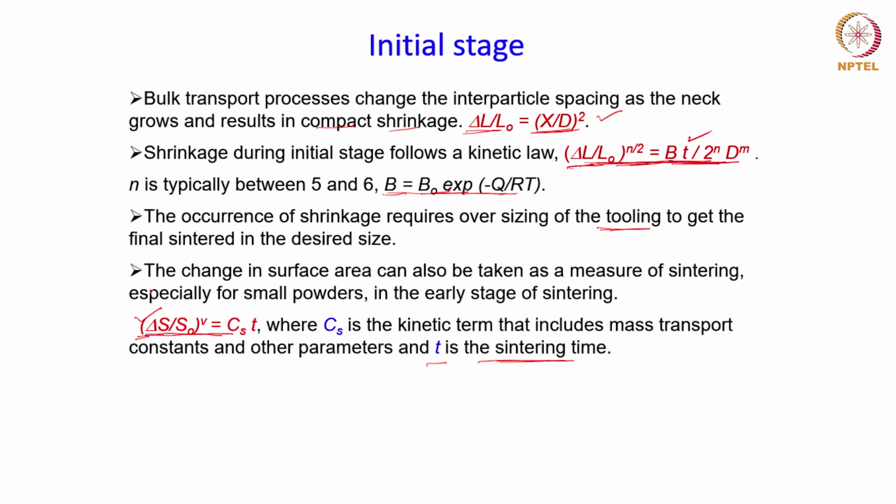And since this shrinkage occurs during the sintering process, the tooling has to be oversized so that the dimensional tolerances of the final product can be taken care of, and at the end of the sintering process it should come out with the size which is actually needed.